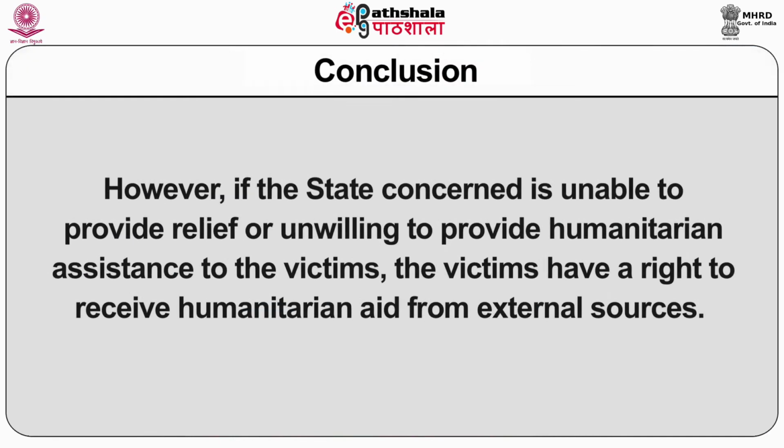Conclusion. International humanitarian law imposes primary obligations on the state concerned to render assistance and satisfy the right to humanitarian assistance of individuals affected by armed conflicts. However, if the state concerned is unable or unwilling to provide humanitarian assistance, the victims have a right to receive humanitarian aid from external sources.